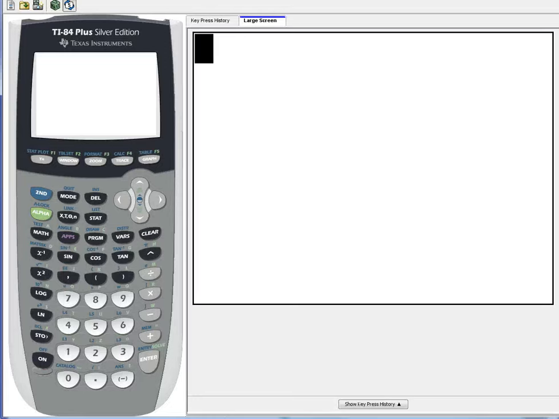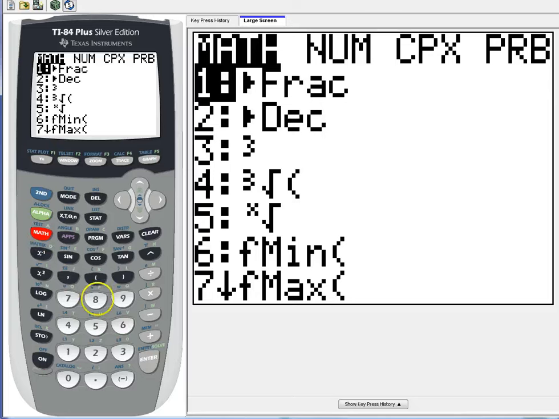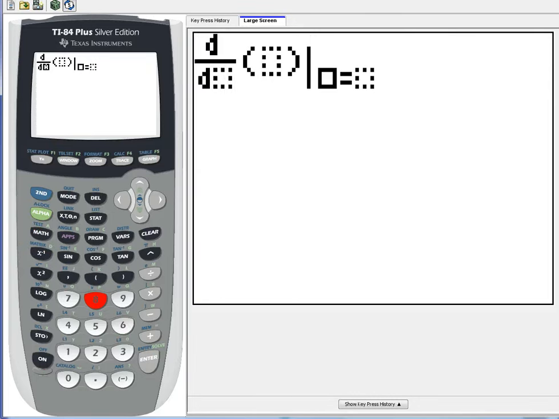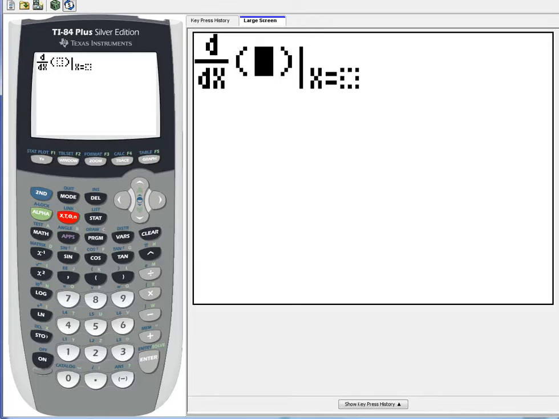So I want to find the numerical derivative. Again, that's Math 8. You can just press the number 8. And then you're going to take the derivative with respect to x. Now my function. Here's the really cool part: I put the function into y1. So guess what I can do?